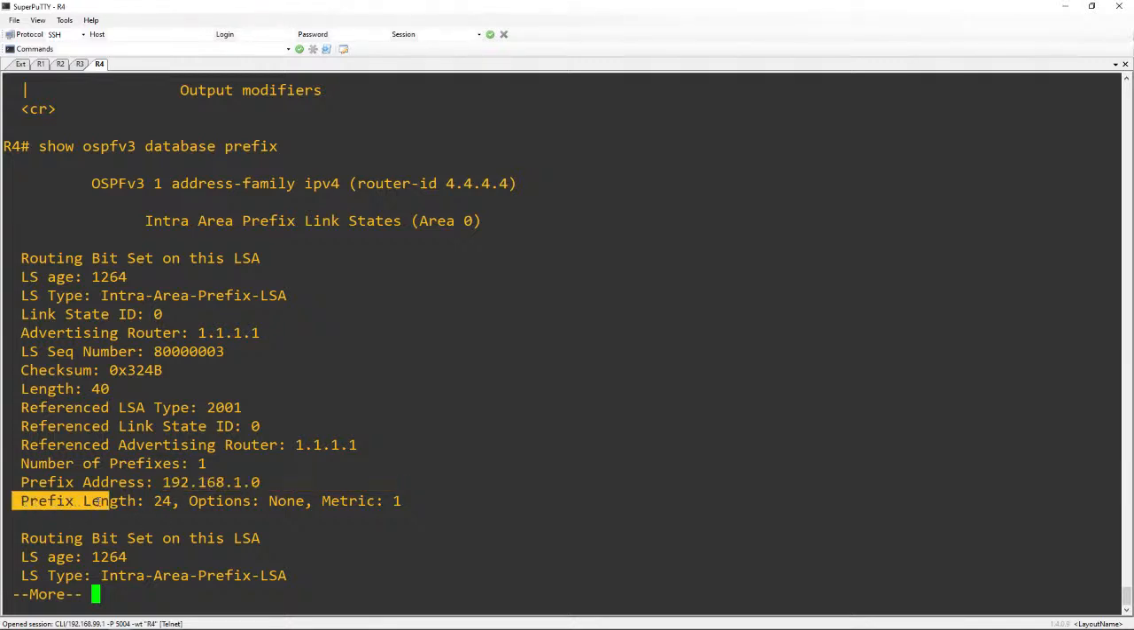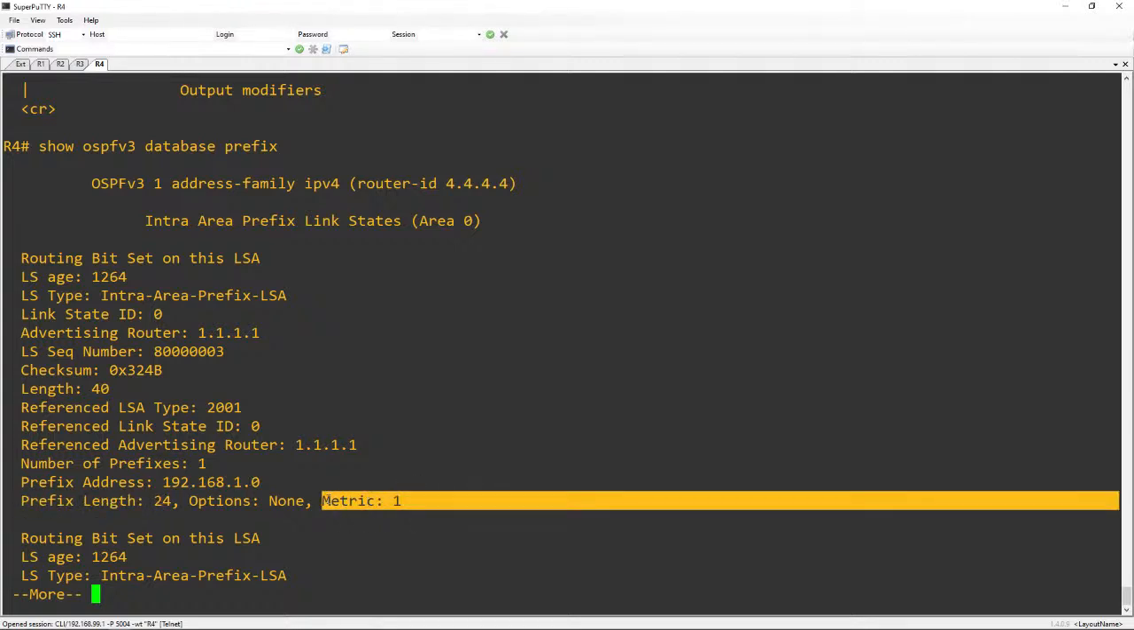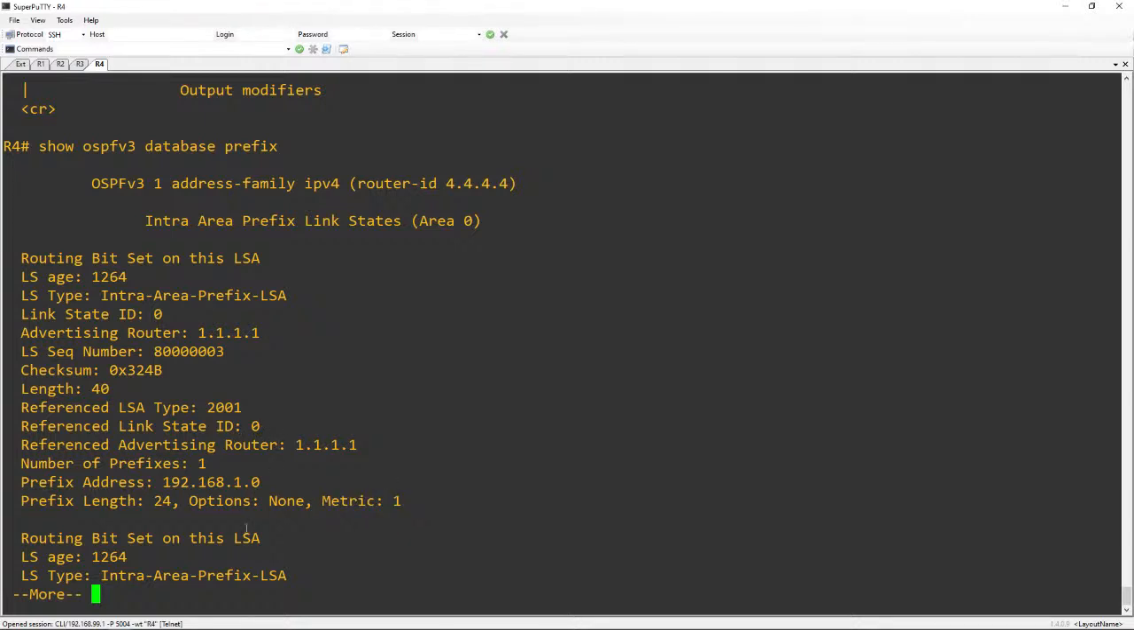It gives us the prefix length, which represents the subnet mask for that particular destination. It gives us the metric, which is the cost. It's a loopback interface, so 10 to the power of 8 divided by the 8 million kilobits per second on the loopback is going to result in a cost of 1. Remember, we only use whole numbers in this case.